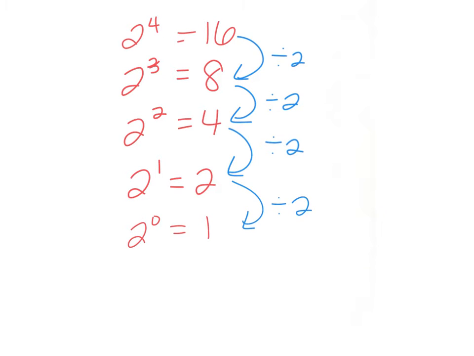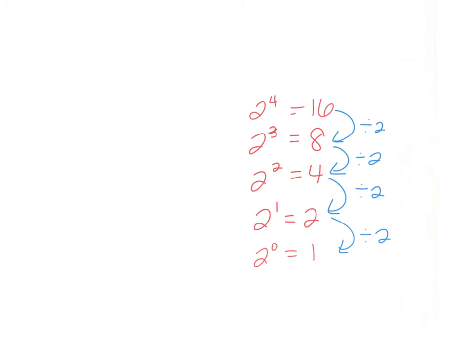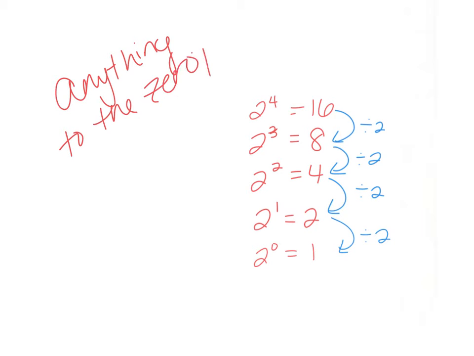Okay, this works every single time. So I'm going to write it off to the side. Anything to the 0 power is always, always, always 1.